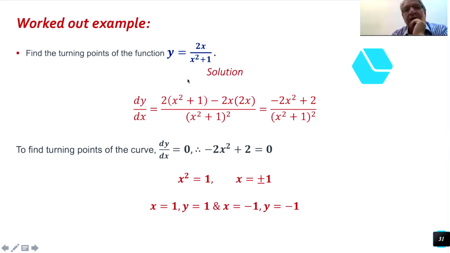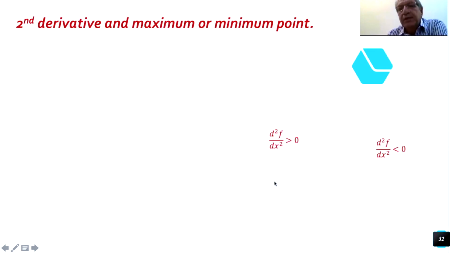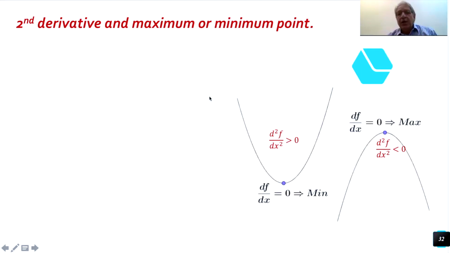Just substitute here. When you put x equal to 1, you are going to get y equal to 1. When you put x equal to -1, you are going to get y equal to -1 as well. So these are the maximum and minimum points of this function, or turning points or stationary points of this function. Now, let us see second derivative and maximum or minimum point. Okay, now you look at this.